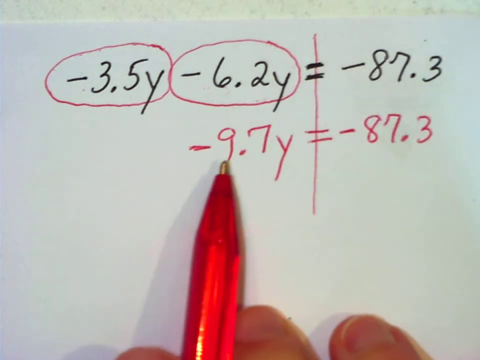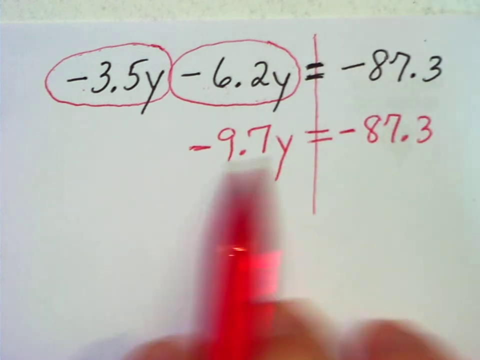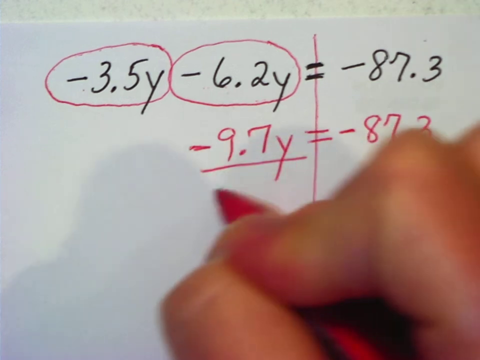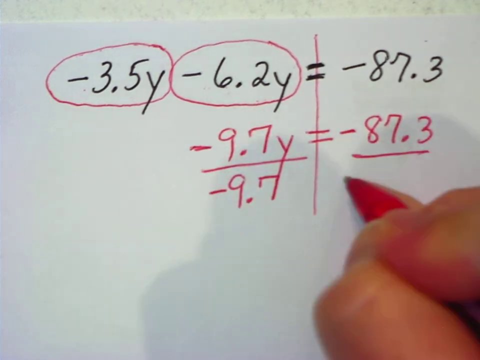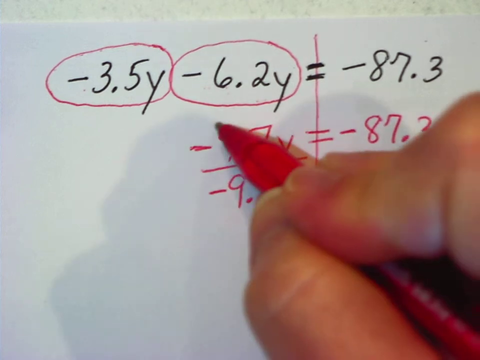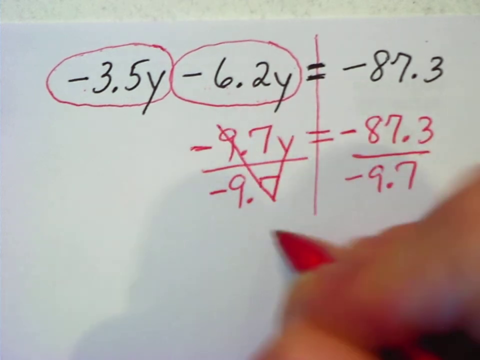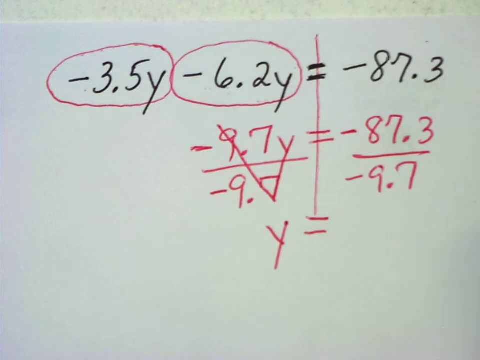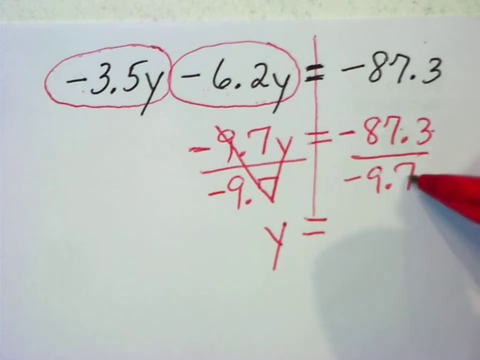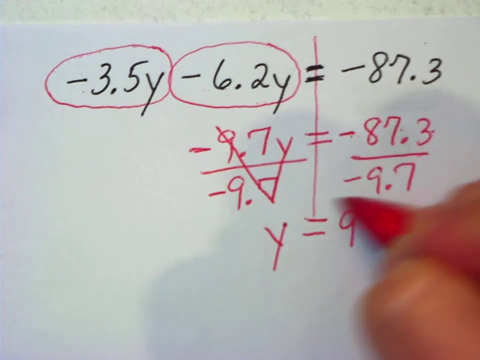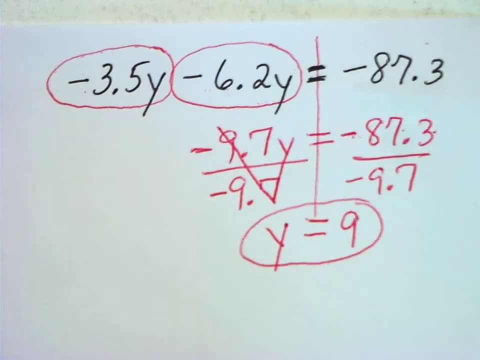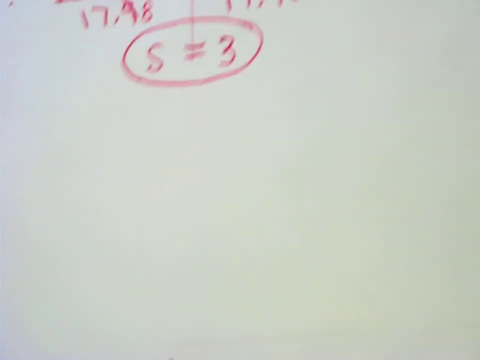And now instead of multiplying by negative 9.7, I'm going to divide both sides by negative 9.7 to get the y by itself. So this divided by itself is 1, and I have 1y left. And then 87.3 divided by 9.7 is 9, and it's going to be a positive 9. Two negatives when you divide equal a positive. Okay, let's take a look at another one.